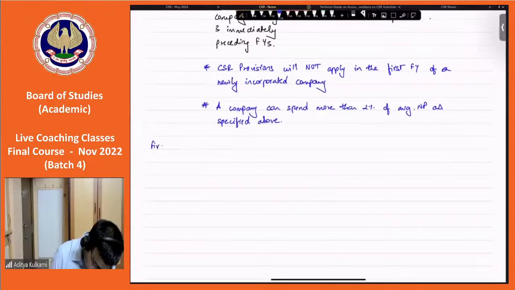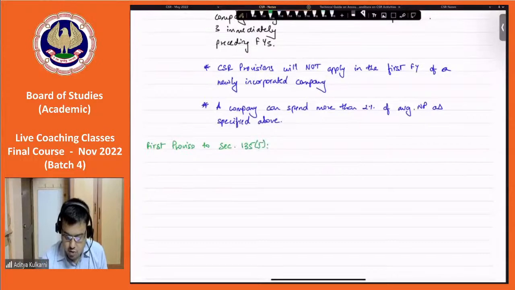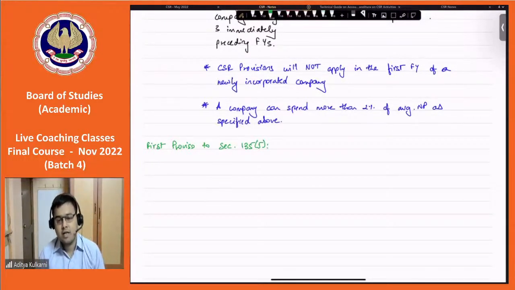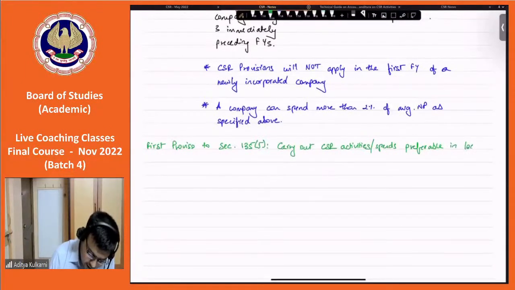First proviso to section 135.5. What does it tell us? Sir, 135.5 first proviso tells us that you will give preference to local areas. So carry out CSR activities or spends preferably in local area and areas around which the company operates.